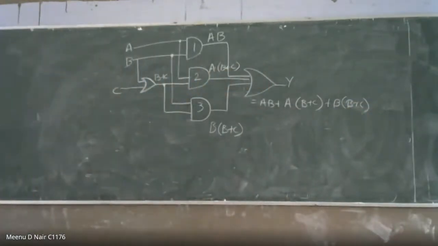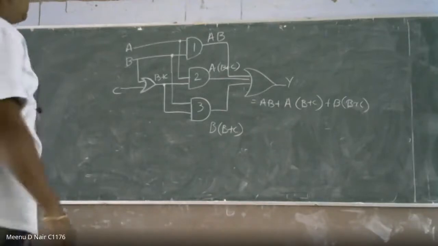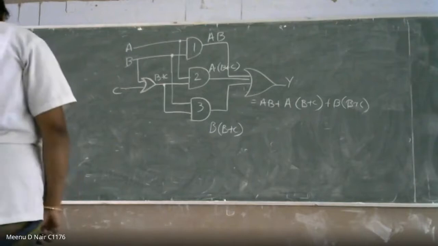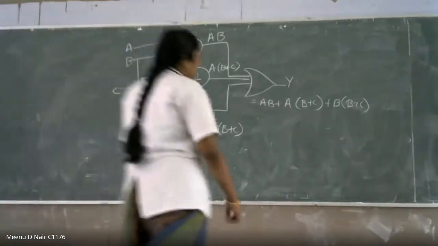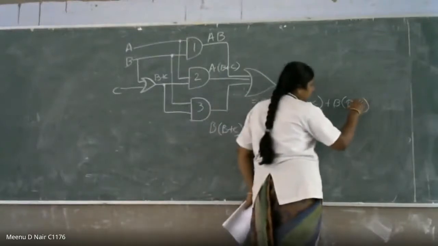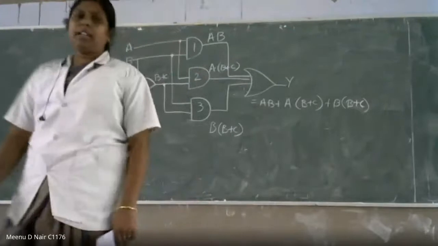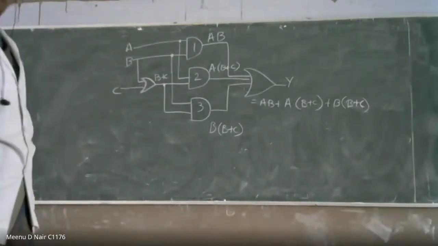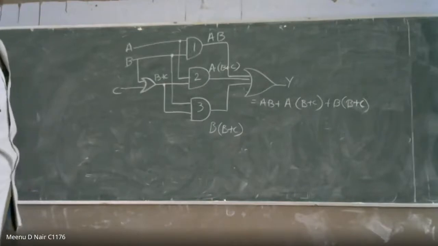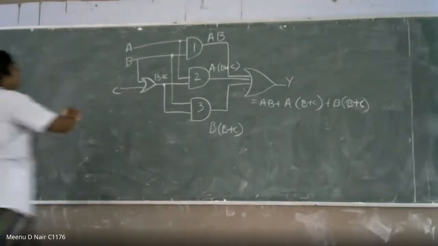Now what you have to do is simplify the expression. So AB plus A into B plus C plus B into B plus C. Is there any difficulty to get this expression? Is the question clear? This is your question. Now you have to simplify this expression. Okay. So let me erase the diagram.